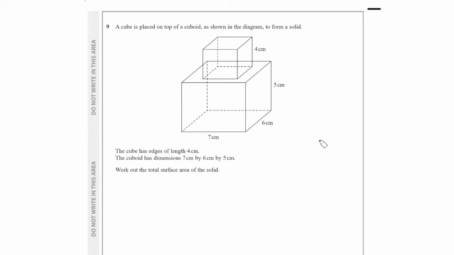Okay. Right. Question 9. A cube is placed on top of a cuboid, as shown in the diagram, to form a solid. The cube has edges of length 4 centimetres.